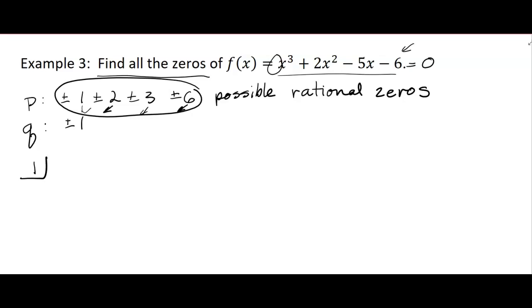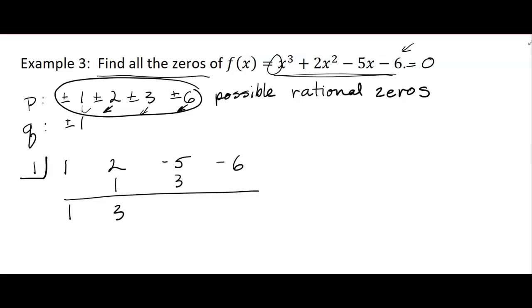Okay, what am I going to do to see if it's a 0? Well, I'm going to use synthetic division because that'll go faster. So I pull out those coefficients, 1, 2, -5, -6. If the remainder is 0, then 1 is a 0. If it's not, then I'm going to try a different number. Okay, so bring down the 1. 1 times 1 is 1. 1 and 2 is 3. 3 times 1 is 3. -5 and 3 is -2. -2 times 1 is -2. Okay, it didn't come out to be 0, so I know it's not 1.